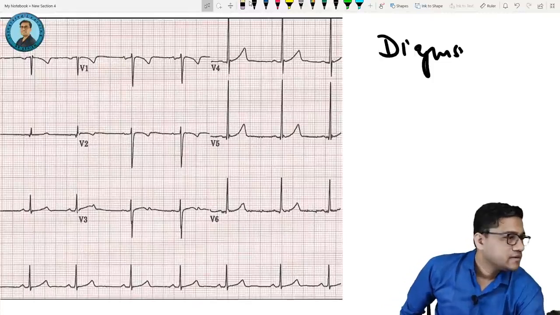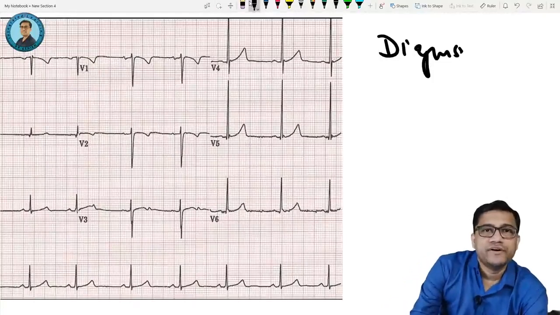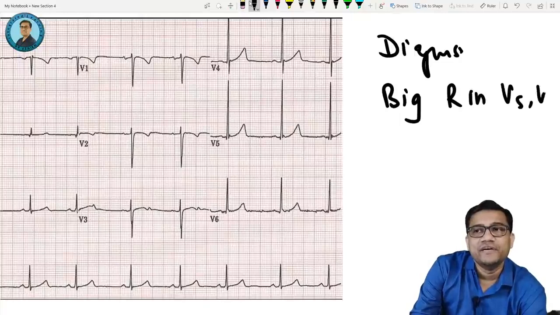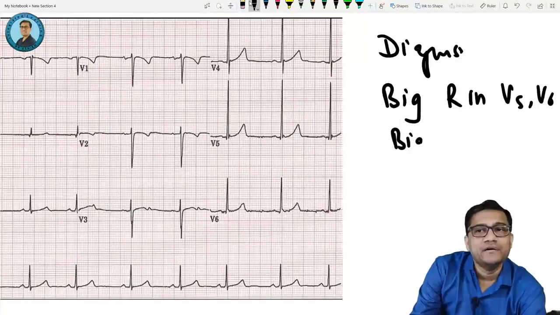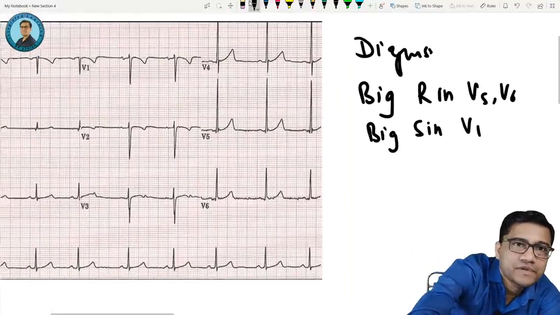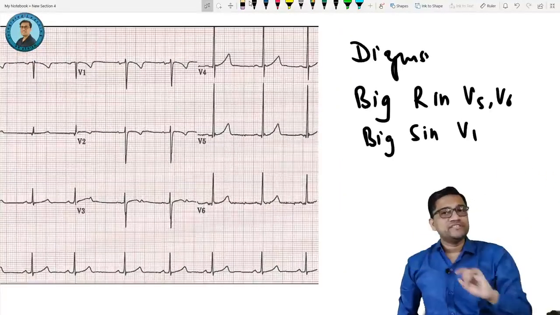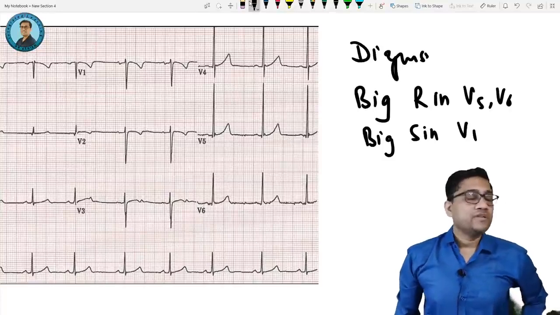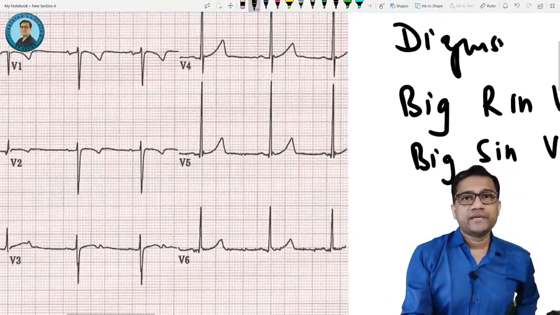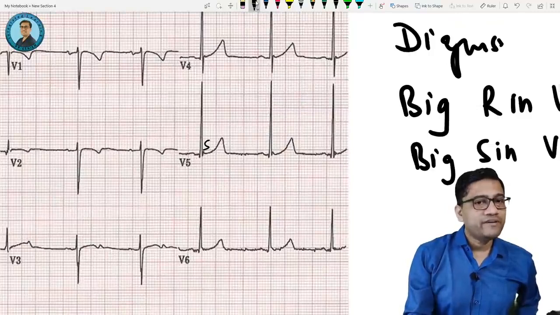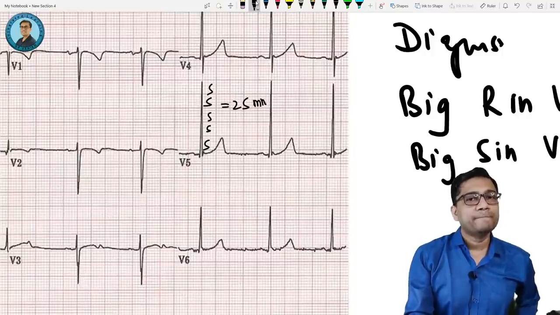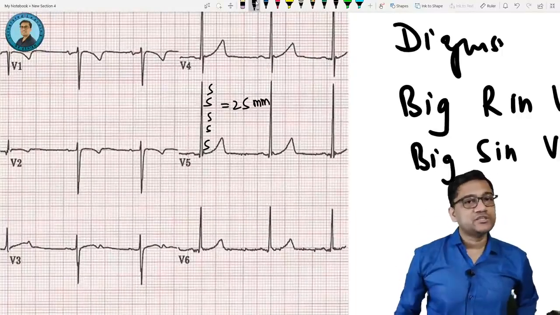Okay, so first, anyone, what is the diagnosis? First, there is a very big R in V5, V6, and big S in V1, V2. Are you now clear? Easy. What is the number of boxes? Can we count? So, help me here, kids. These are 5 boxes. 5, 5, 5, 5, 5. Can you see they are around 25 mm? So, 25.